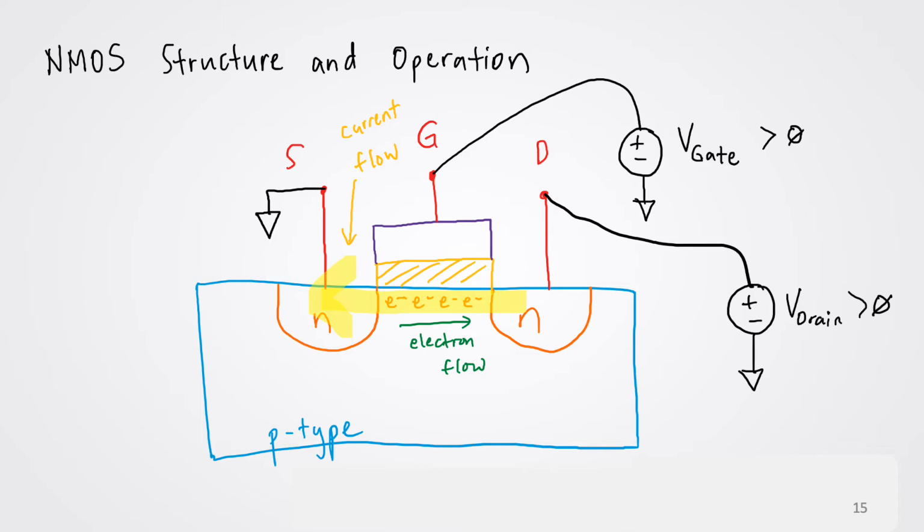That is basically how the NMOS operates. You need to apply a positive gate voltage to form the channel under the oxide, and then once you have the channel, you apply a positive drain voltage to allow electrons to flow from the source terminal to the drain terminal, resulting in current flowing from the drain to the source.